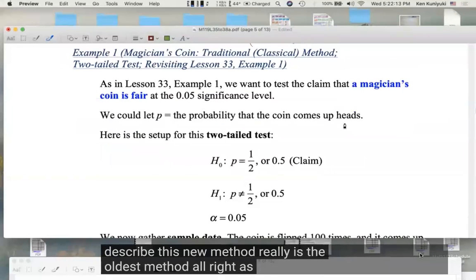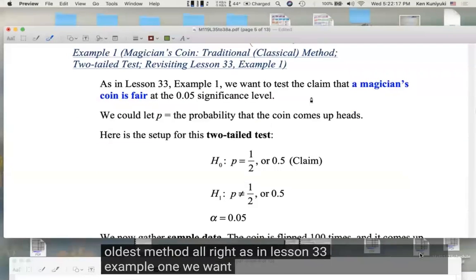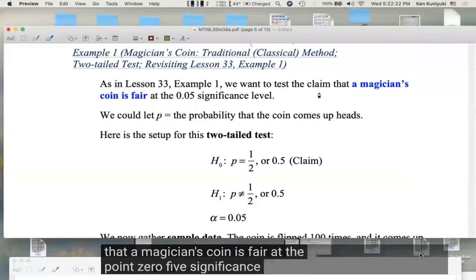As in lesson 33, example 1, we want to test the claim that a magician's coin is fair at the 0.05 significance level. Okay, let's start this.